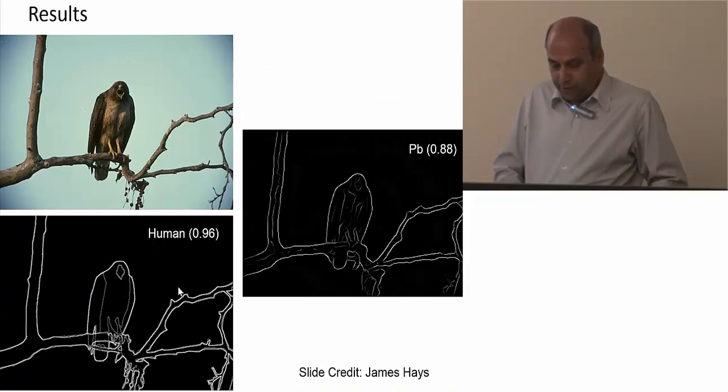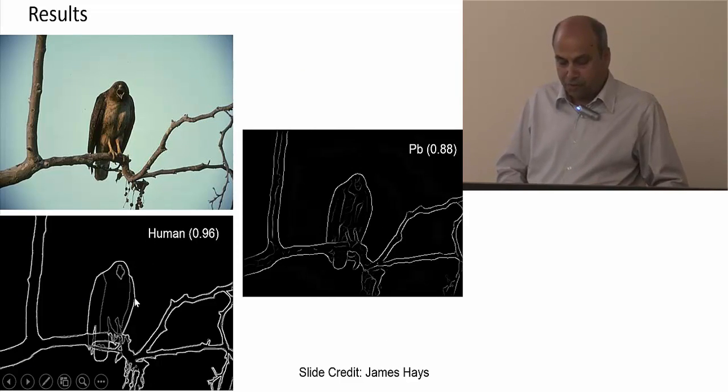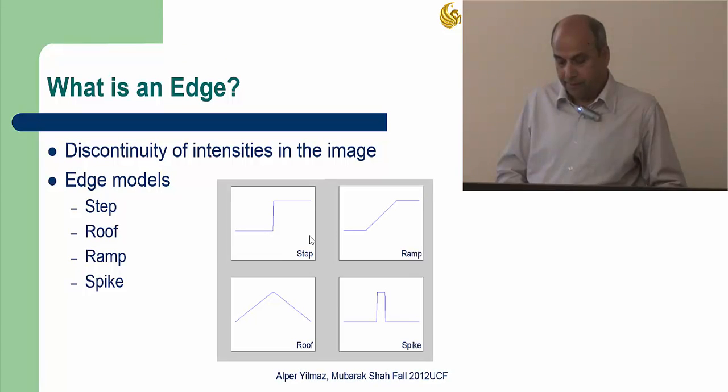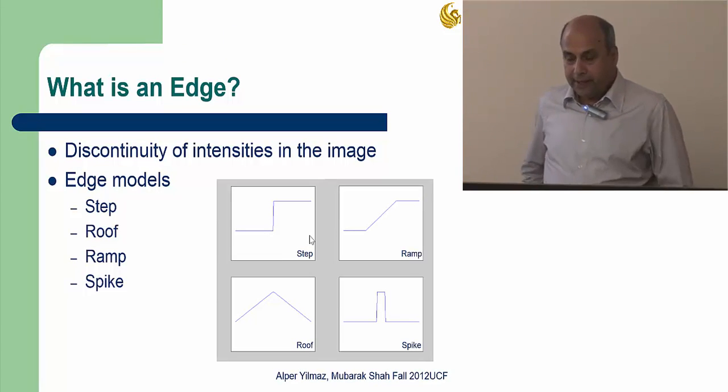Okay, so this is another example. This is of a picture. This is what a human drew, and this is what the computer program does, and it's pretty close. And some more examples. This is a base edge detector, as you saw at the top one. Okay, so we go a little deeper.